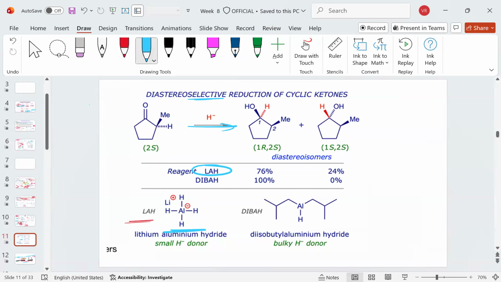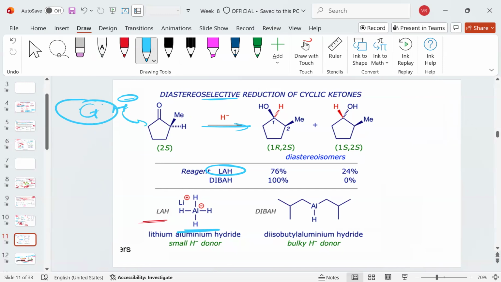Now, when this lithium aluminum hydride, the hydride reagent, comes from the top side, what happens from the top side attack? Due to this bulkier methyl group, there will be some sort of steric hindrance. But when it comes from the bottom side, there is comparatively less steric hindrance. Therefore, hydride attack on the bottom side is preferred. In this condition, you can see we are getting around 75% formation of this product and 24% formation of this other product. So there will be some sort of selectivity.